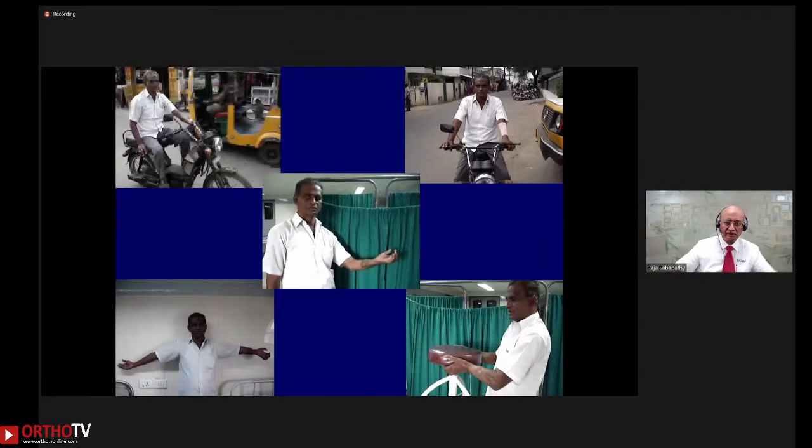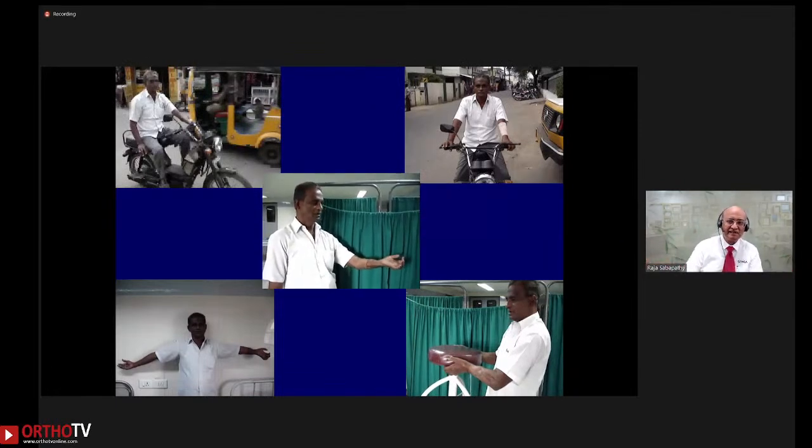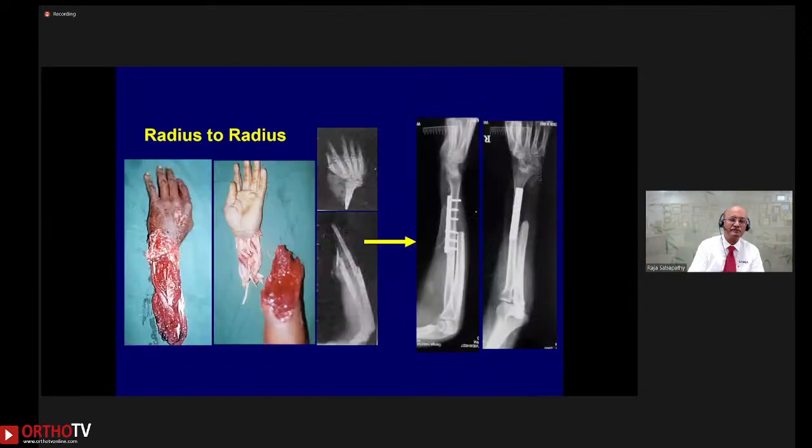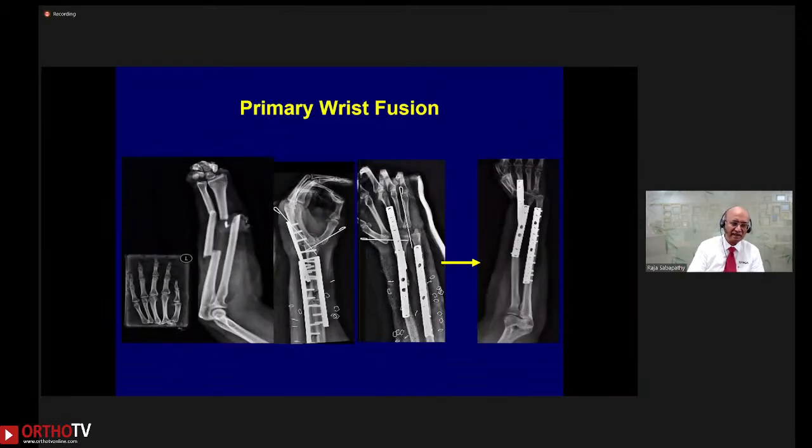So when they have the hand like this, it doesn't really show. If you have a single hand, you will not see. So boldly shorten the bone. If you do radius to radius, they retain the pronation supination too. If you do a radius to ulna, that means pronation supination is not maintained.